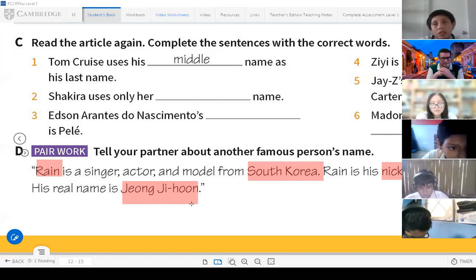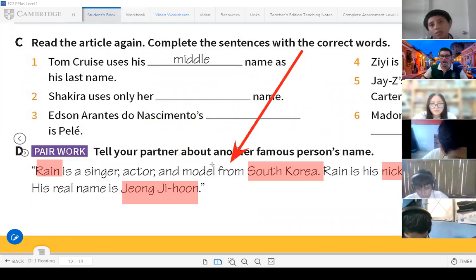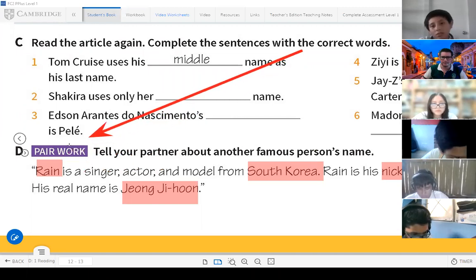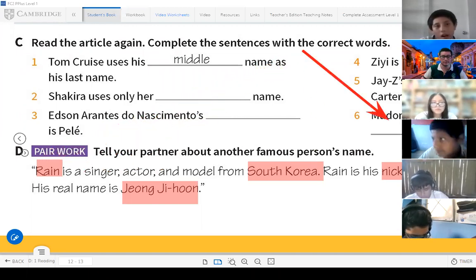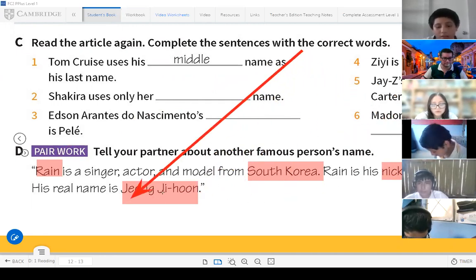I think it's a nickname, right? Okay, well, in this case, I can say, no? For example, Bon Jovi is a band, right? This is an example. If you know any actor or actress who has a nickname, we can talk here about that artist.